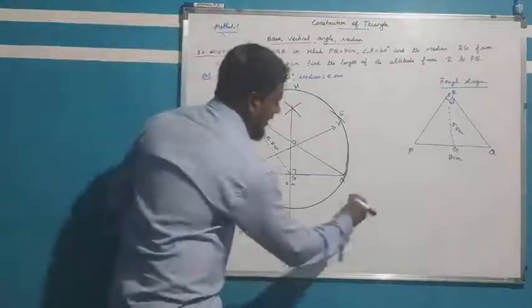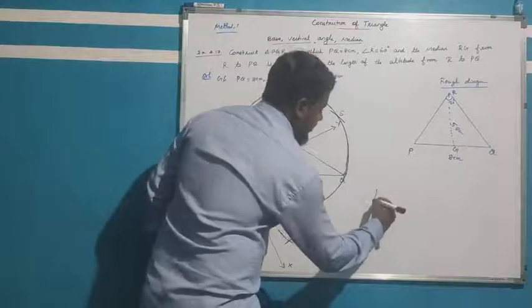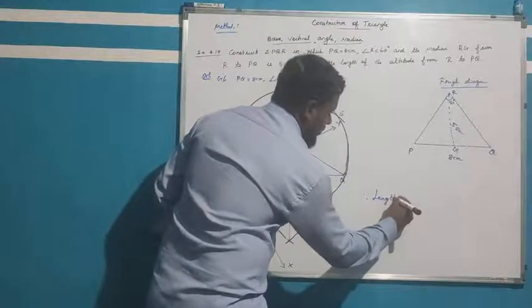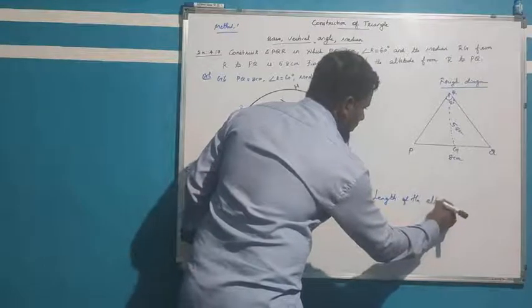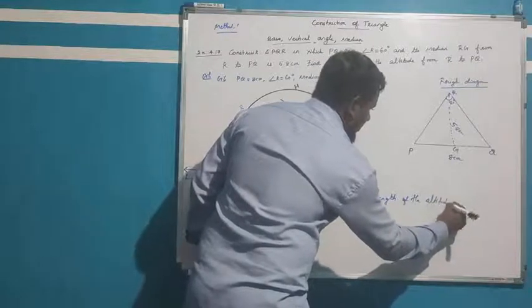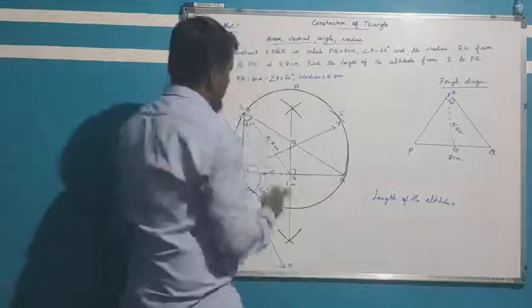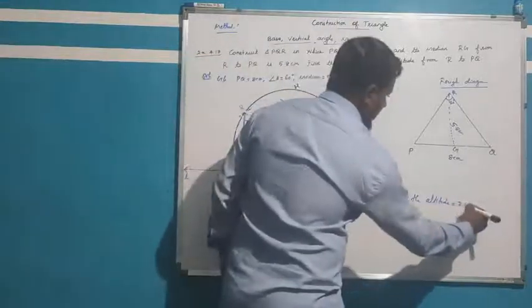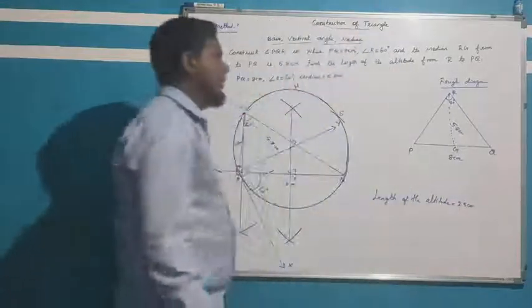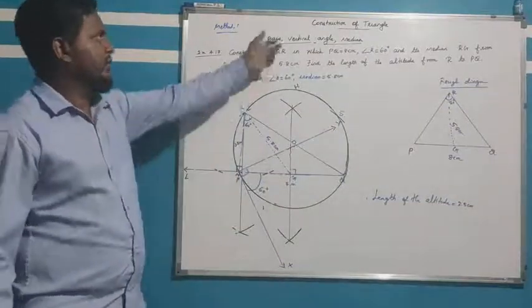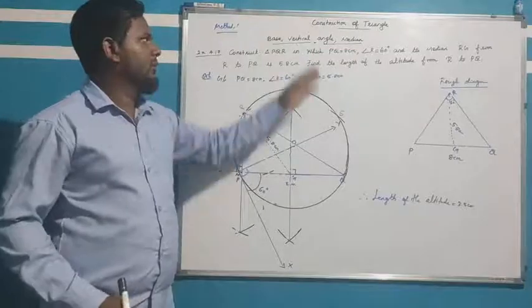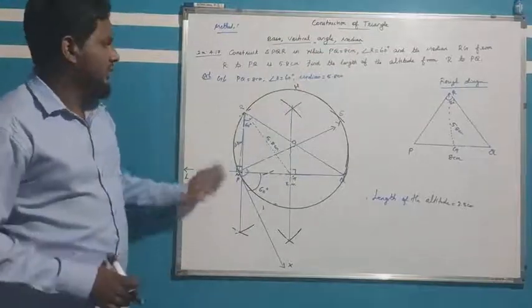So the length of the altitude is 3.5 centimeter. So in this way, if they give the base, vertical angle and median, we can construct the triangle.